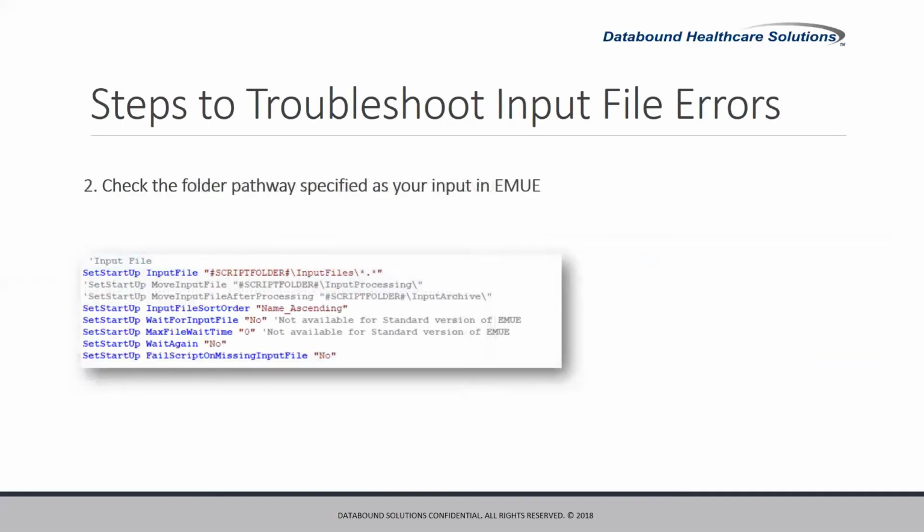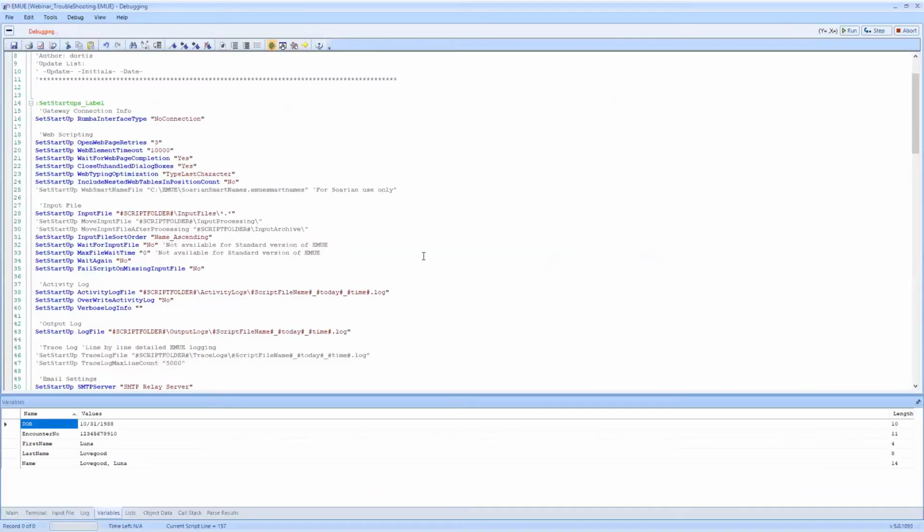Next step is to check your folder pathway that you specified in EMUE. As I said, this can sometimes give you issues if for some reason you've specified a folder pathway that no longer exists, or your pathway has moved around a bit, or your script has moved around a bit, and you haven't established that input file folder. So it's really important to check your set startups. Where that's located is at the top as well.